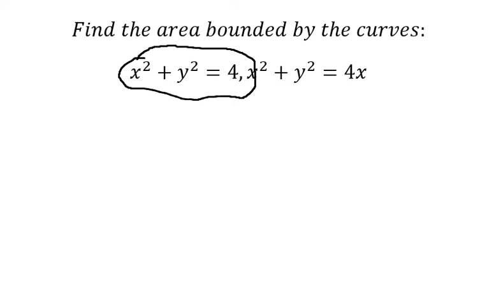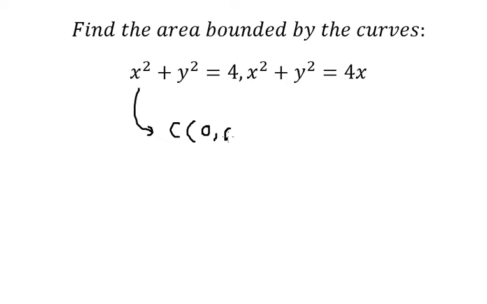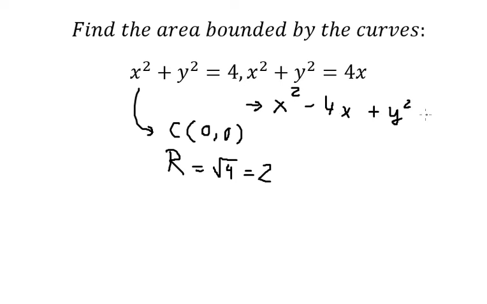About the first one, this is a circle with center (0, 0) and the radius is the square root of 4, which is 2. Now for the second one, I will move the 4x to the left, and we have x squared minus 4x plus y squared equals 0. Then we add positive 4 to both sides.